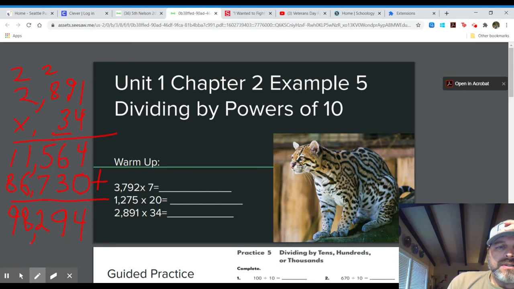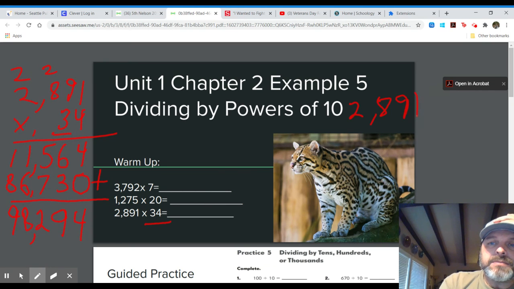You can split it up into 30 and 4 and then multiply 3 times 2,891 and add a 0. If that's easier for you, you can do that. And that looks like this. So if I split it up, it would be 2,891 times 30. So I split it up. And that would be one problem right there.